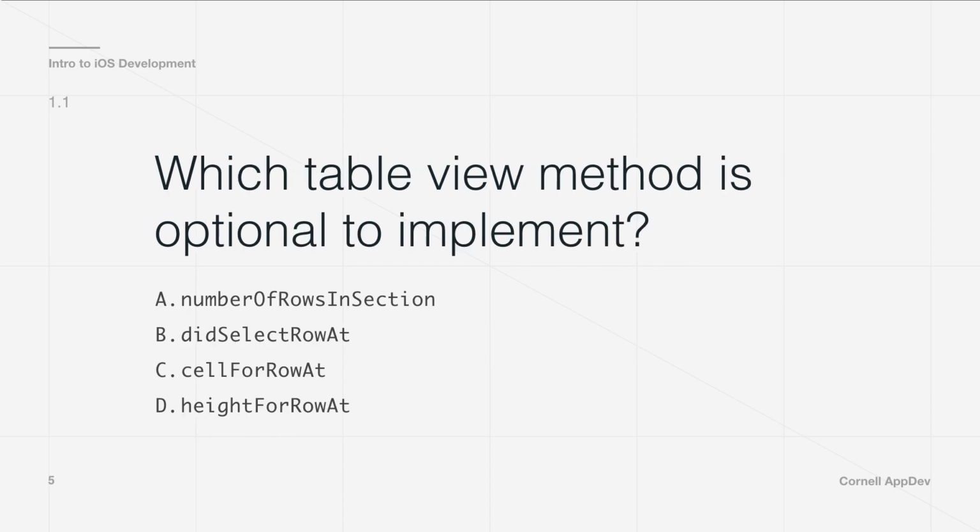Okay, so can someone else tell me which of these table view methods is optional to implement? Yes, that's correct. So the other three we have to implement every time we create a table view, but didSelectRowAt we do not have to implement.